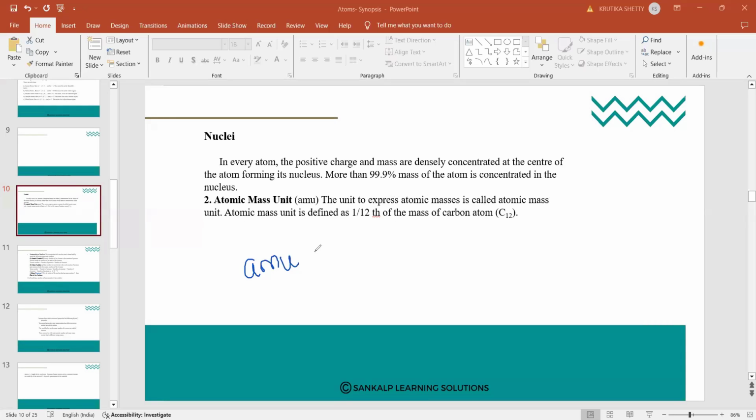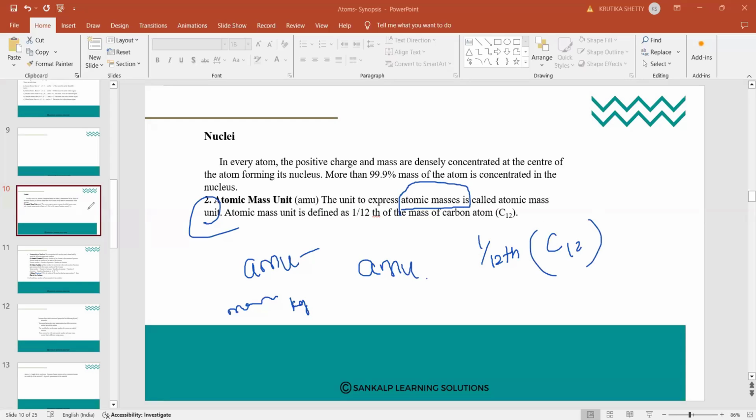Atomic mass unit. It is the unit which helps you express the atomic mass. Just like mass is expressed in kg, grams, pounds, similarly atomic mass has its own measurement unit, called the atomic mass unit, AMU. Here the atomic mass unit is defined as 1/12th the mass of the carbon-12 atom.